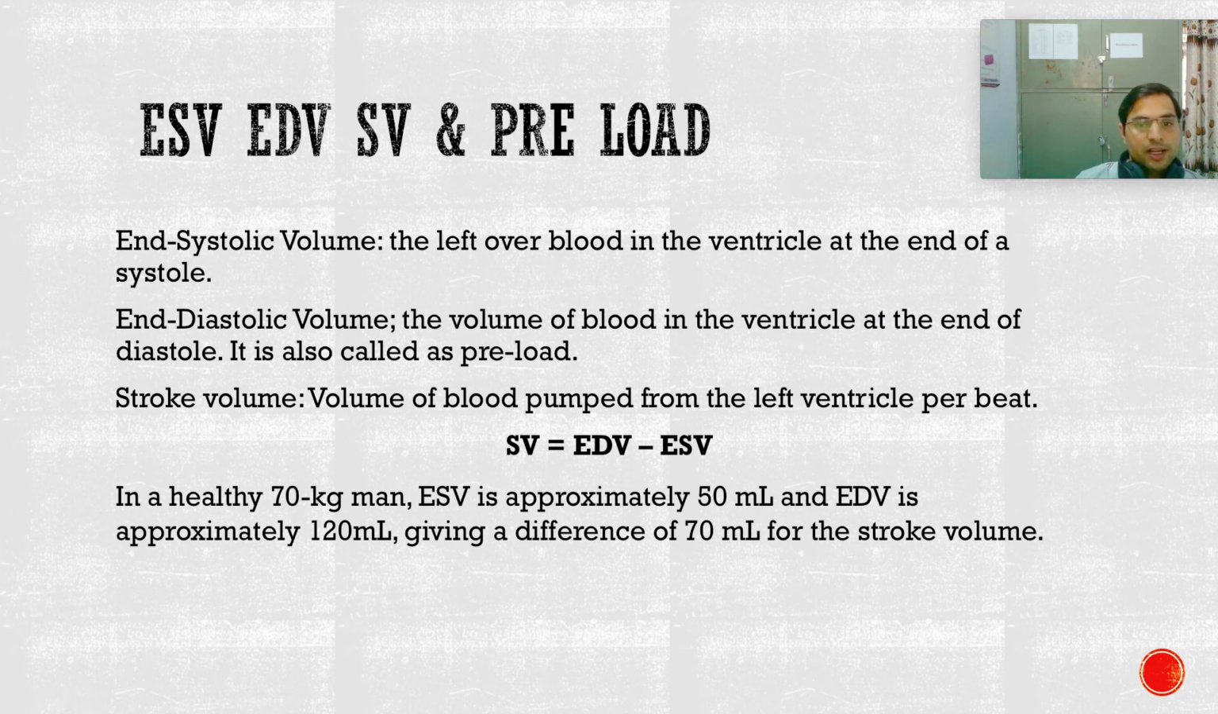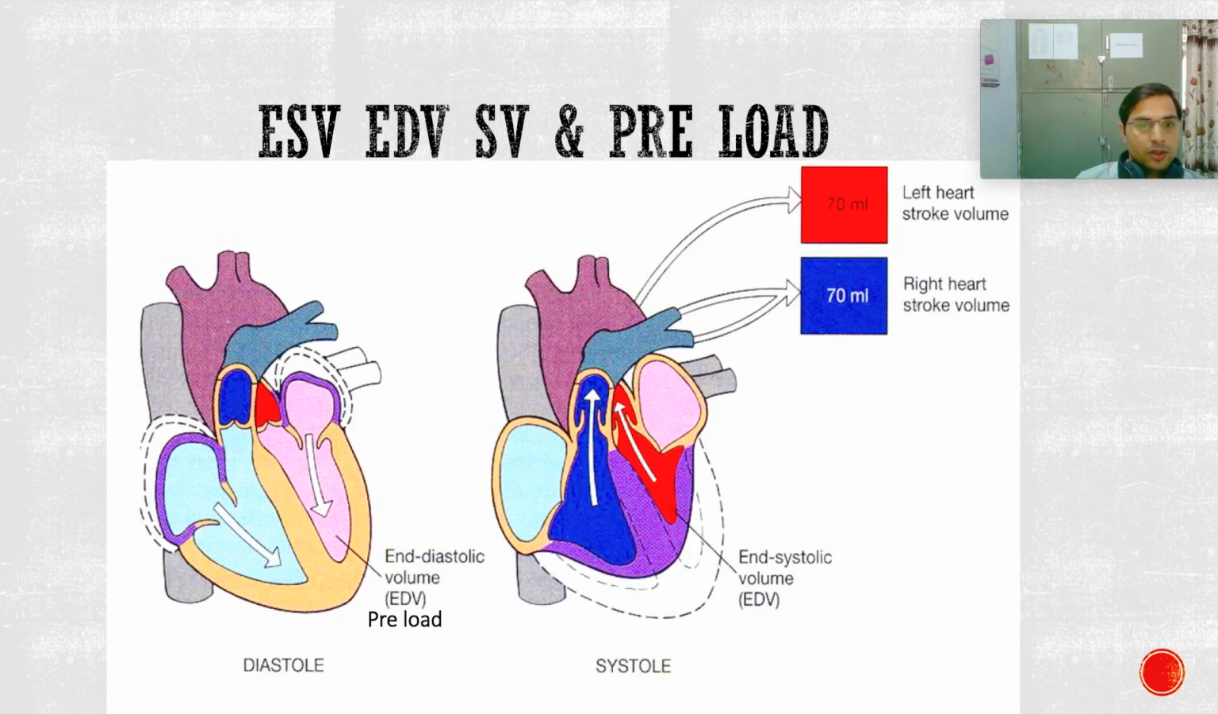This end diastolic volume is also called preload, right? And when systole has finished, when the ventricles have contracted and pushed the blood into the arch of aorta and into the pulmonary artery, right? Then the amount of blood left in both the ventricles is called end systolic volume.